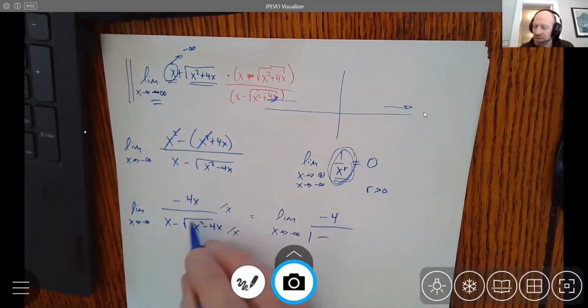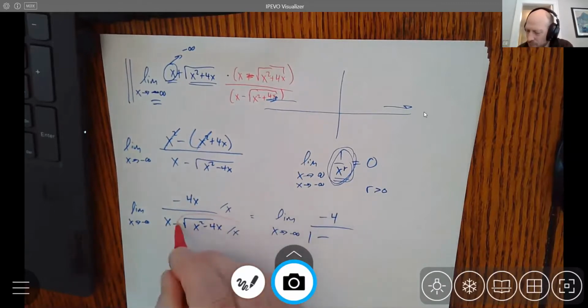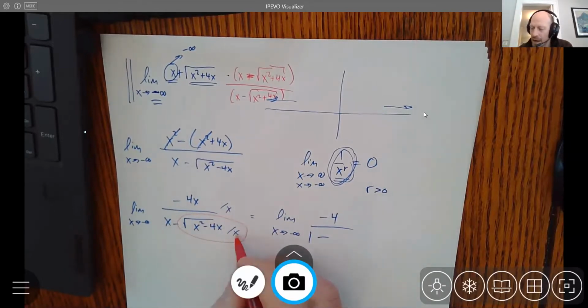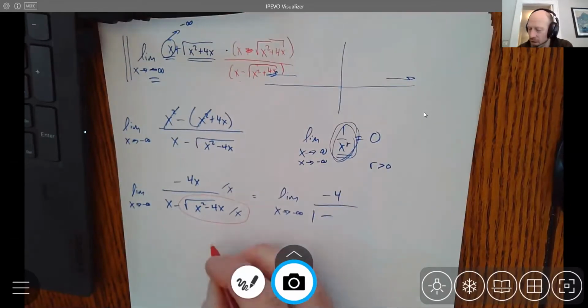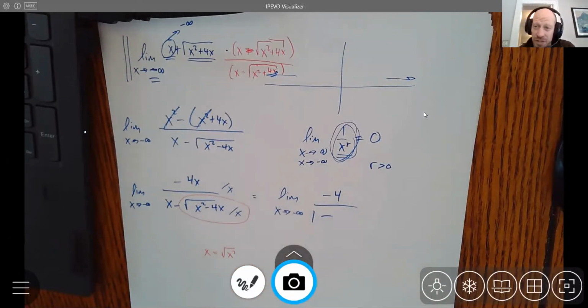And here this is the little extra challenge. I want to bring the x inside the square root so I can simplify it. So x is the square root of x squared in most cases. Turns out that's only true when x is positive. But in this case, x is going through negative values. So here's a little trick. I can replace x with minus the square root of x squared.